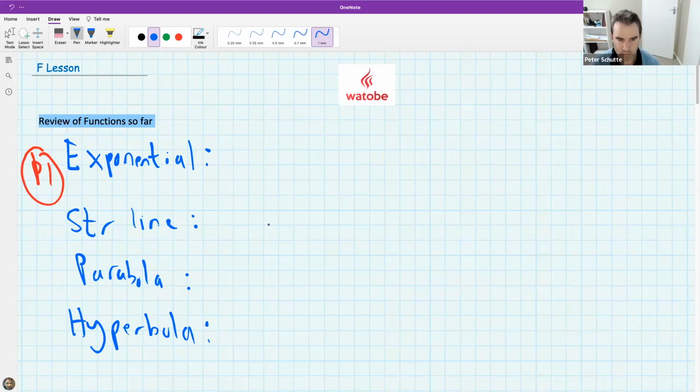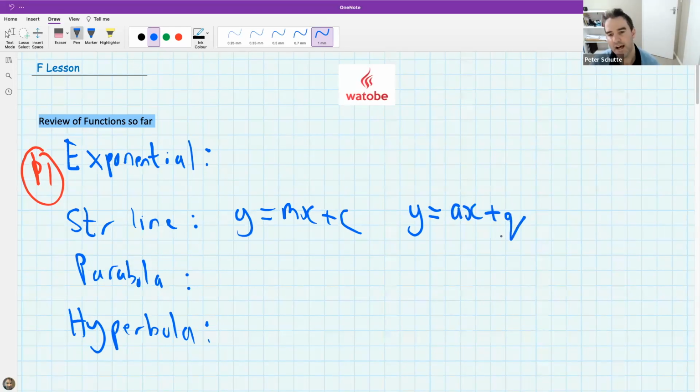When we talk about functions, we often talk about their standard form. And so in the straight line, we normally talk about y equals mx plus c, or sometimes we talk about y equals ax plus q. But that just depends on the teacher involved. That is the same thing. This is the gradient, and this is the y-intercept when we come to straight lines. And so it's good just to have a look back every so often.